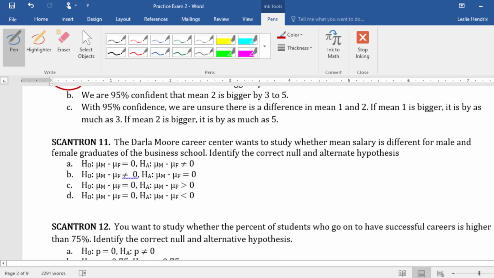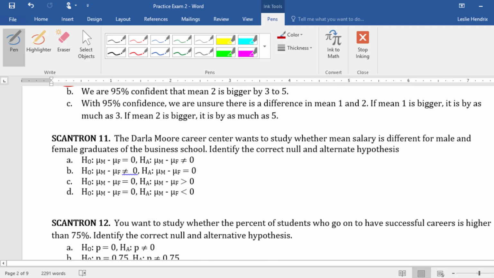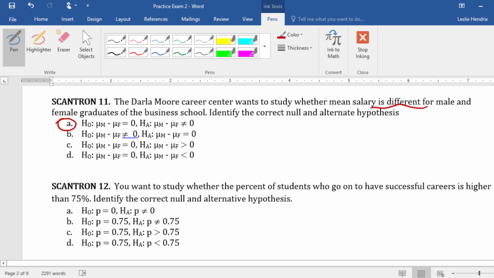Okay, so identify the hypotheses. If the Darla Moore Career Center wants to study whether mean salary is different for male and female graduates of the business school, what's your correct null and alternative hypothesis? Well, the null hypothesis always gets the equal sign. And your alternative hypothesis is what they're studying. So we're looking here for a difference, and so that's your not equal to alternative hypothesis. All right, so A is the answer there.